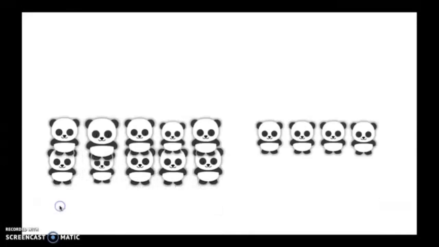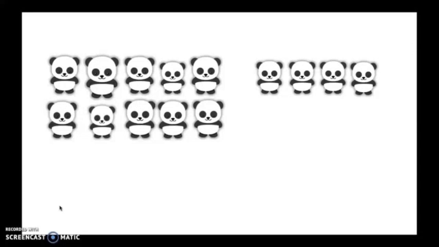All right, so I'm going to have this picture of these cute little panda bears. Aren't they adorable? Friend, can you go ahead and count for me how many panda bears you see? I'm going to count. 1, 2, 3, 4, 5, 6, 7, 8, 9, 10, 11, 12, 13, 14. There are 14 panda bears all together.